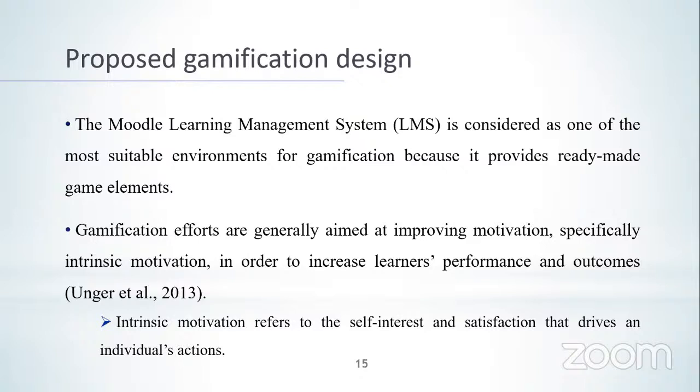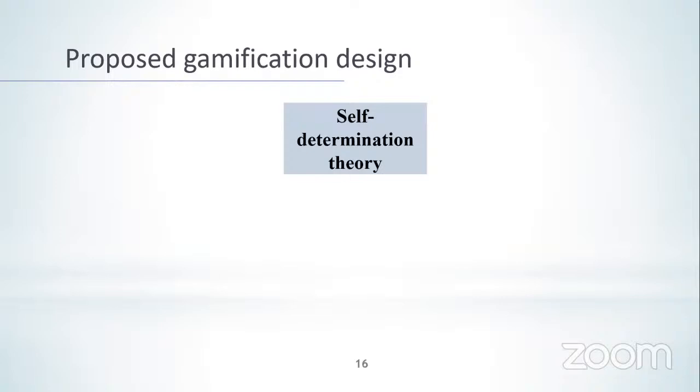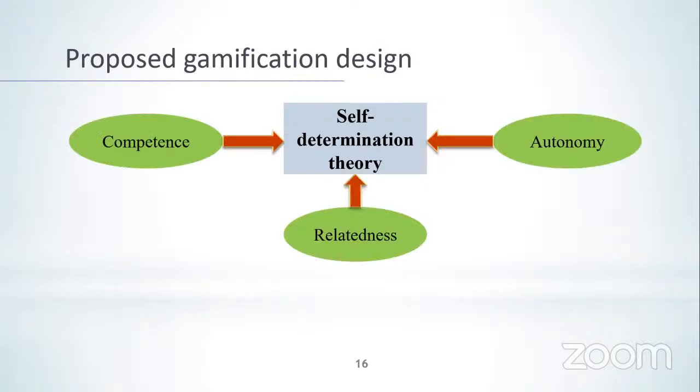an individual's actions. And in order to satisfy learners' intrinsic motivation, according to the literature, it's very important to apply the self-determination theory, which is one of the most important motivational theories in the literature, which is based on three psychological needs, namely competence, autonomy, and relatedness. Here we have to fulfill these three basic psychological needs in order to make learners intrinsically motivated.